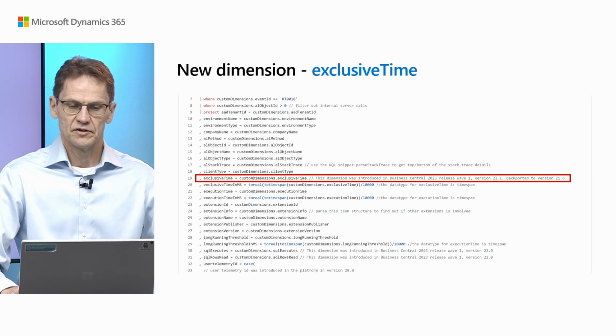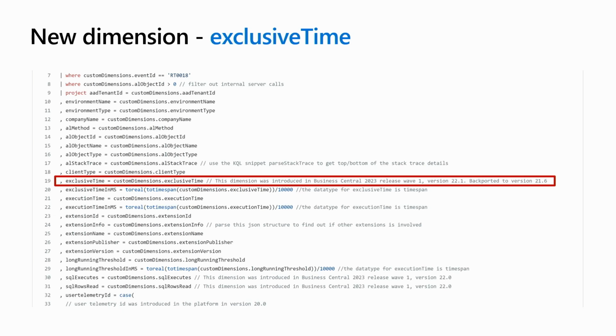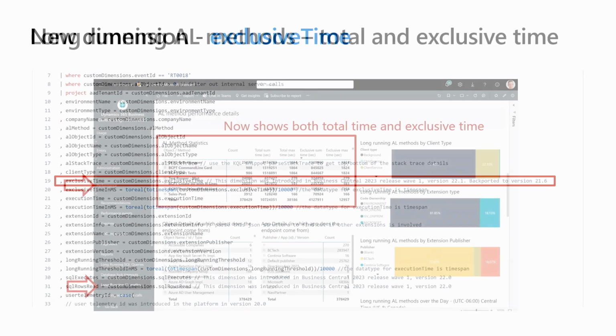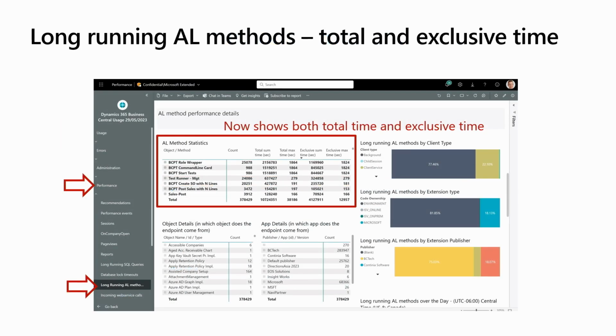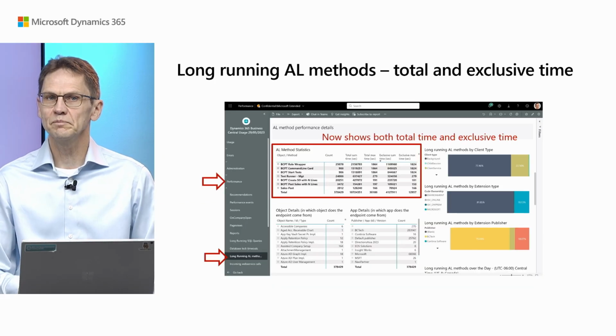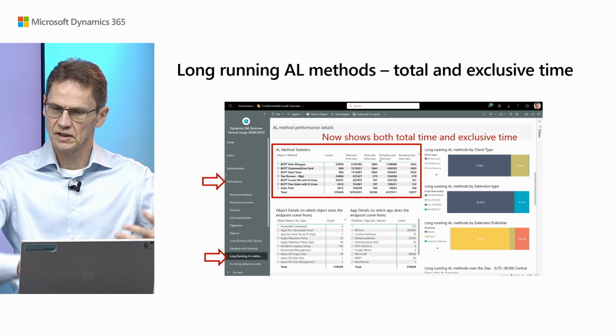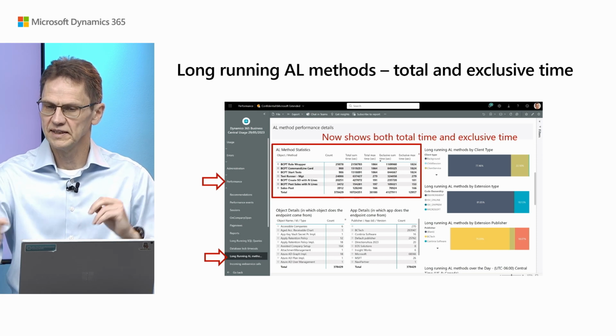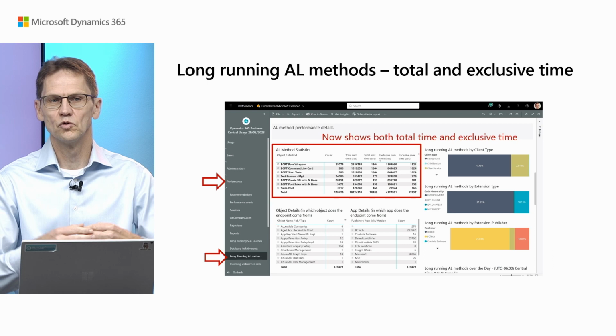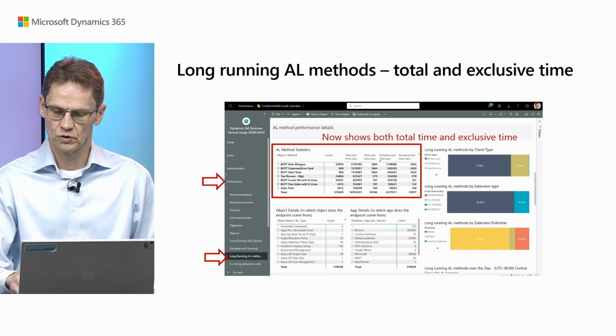This is done by calculating suspended time and then just taking that away from the total time, and that's what we call exclusive time. And there's both an exclusive time and an exclusive time in milliseconds if you do a little Kusto magic. This has also been added to the Telemetry app so that it now shows both the total time and the exclusive time, because in the end the total time is still relevant because that is what the user actually spends to complete this action or this workflow that he is currently working on.